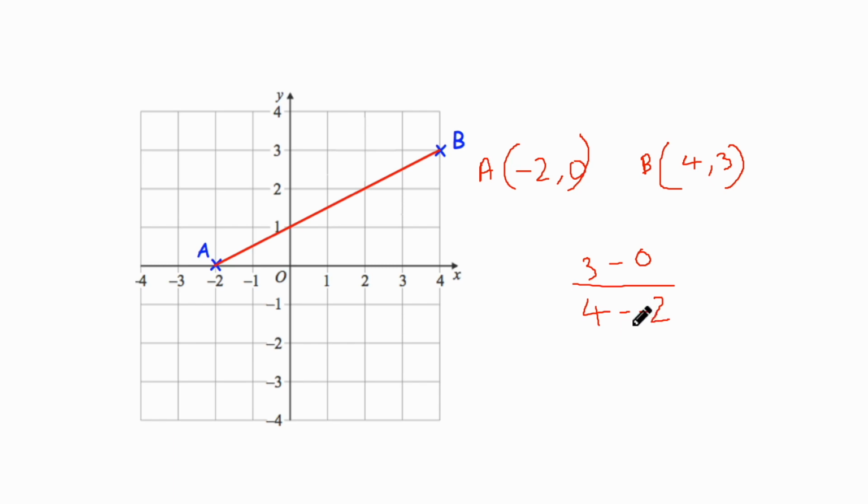So 2 minuses equal a plus, therefore we have 3 minus 0 is 3, divided by 4 plus 2, which equals 6. And we know 3 divided by 6 is a half. So the gradient for this line will equal 1/2, a half.